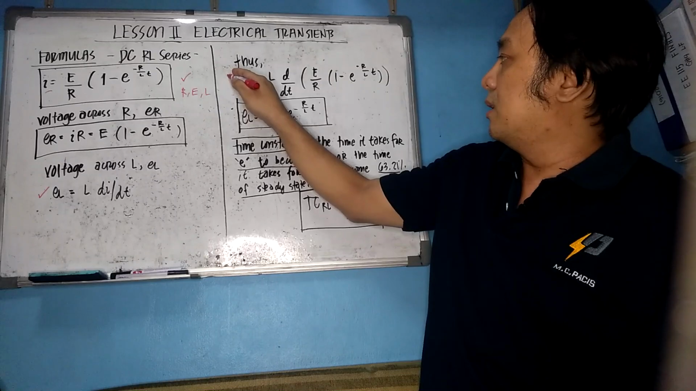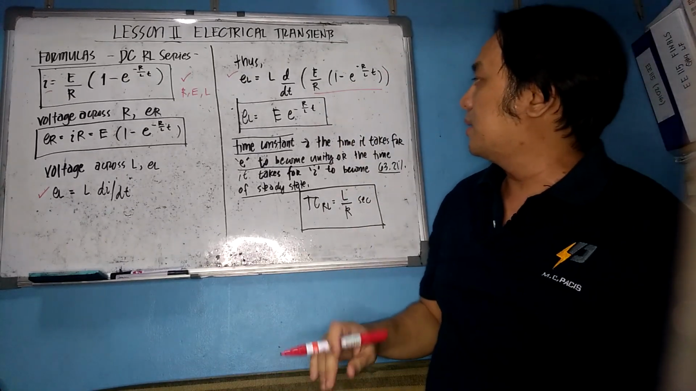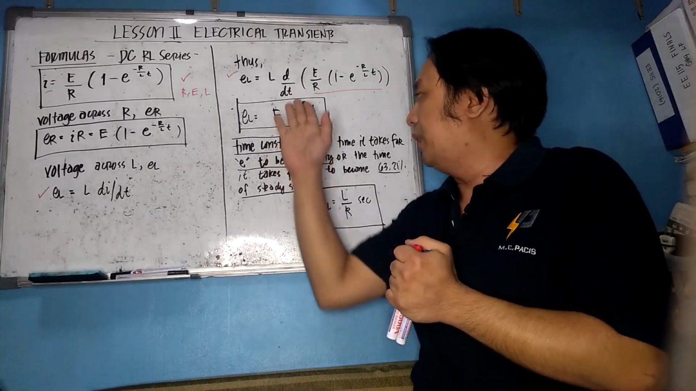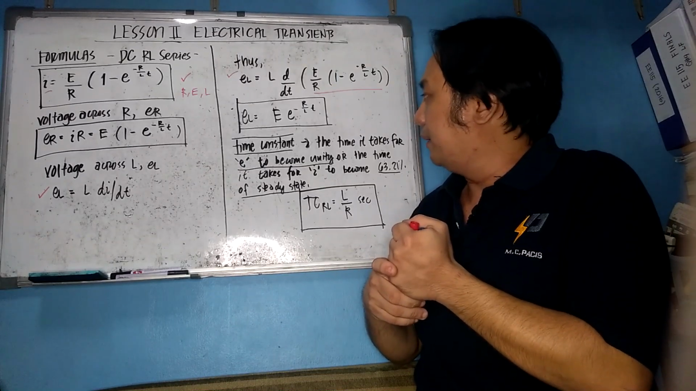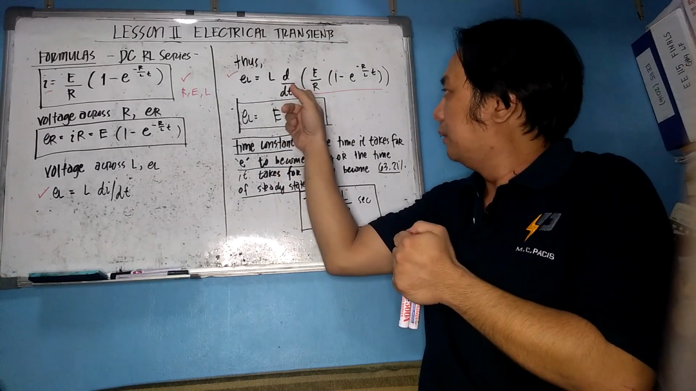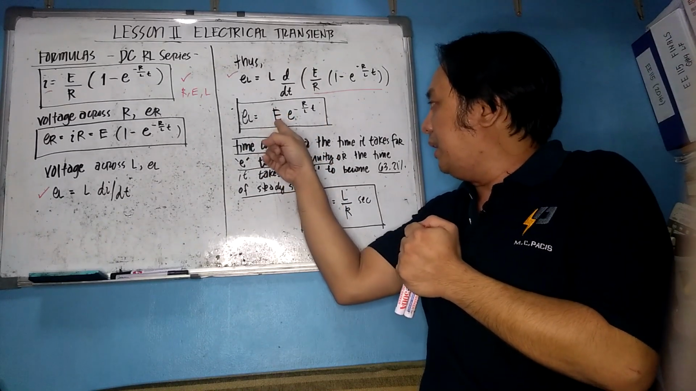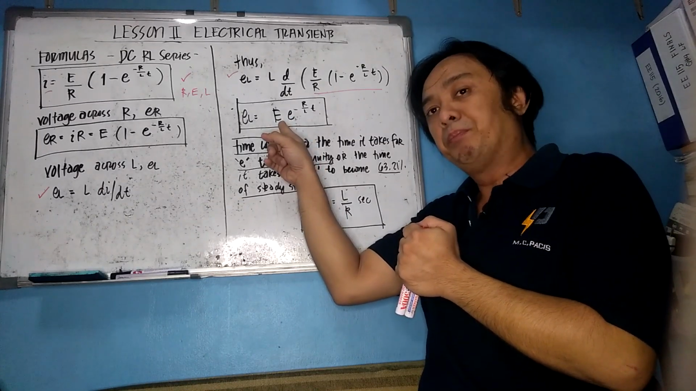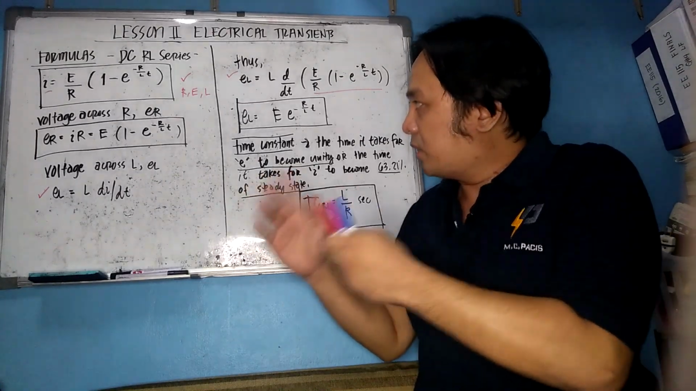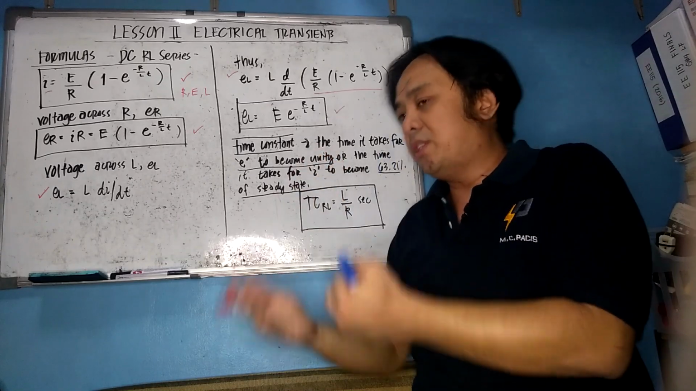So what will happen is this. EL is equal to L times the differential of your I, which is this term here. Just do the differential calculus here, and it will arrive at this final equation. So it will become E, where E is the battery voltage, times e raised to negative R over L times t. These three formulas are the most important formulas for the DC RL series transient.